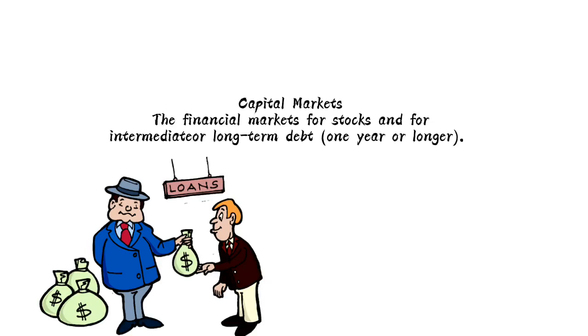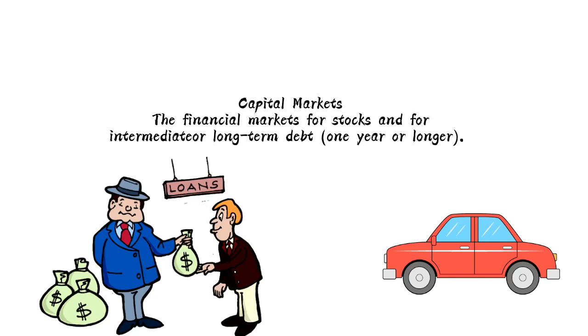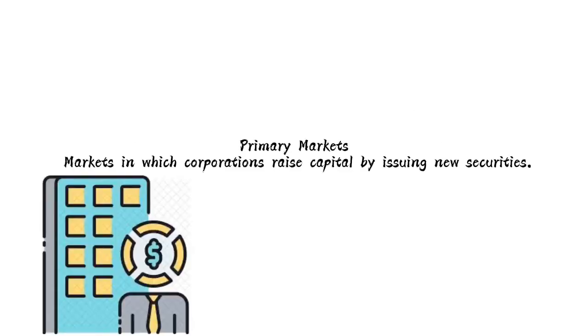Capital market, the financial market for stocks and for intermediate or long-term debt, 1 year or longer. An example is when you buy a car and loan from the bank for 1 million and pay it annually for 10 years. Primary market is the market in which corporations raise capital by issuing new securities.